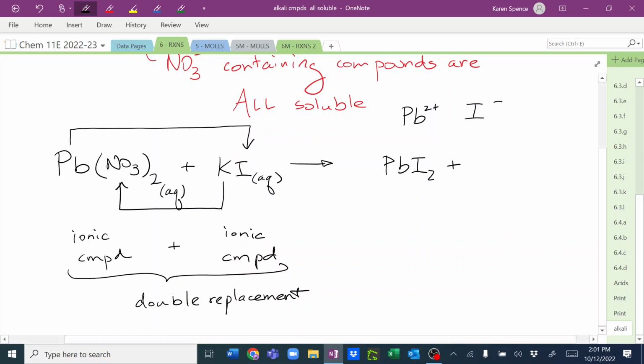And how about my potassium and nitrate? How do those go together? Yeah, we just have a +1 and a -1. Yes. You could put potassium nitrate first and lead iodide second. It does not matter. As long as they're on the product side, it does not matter which one comes first.